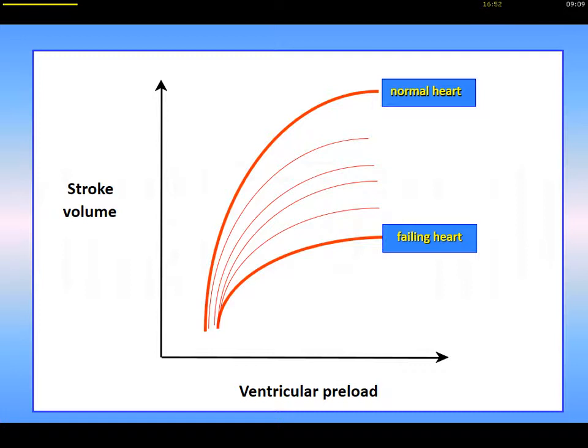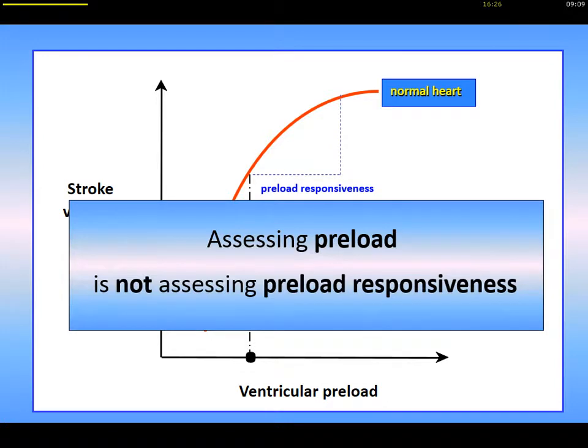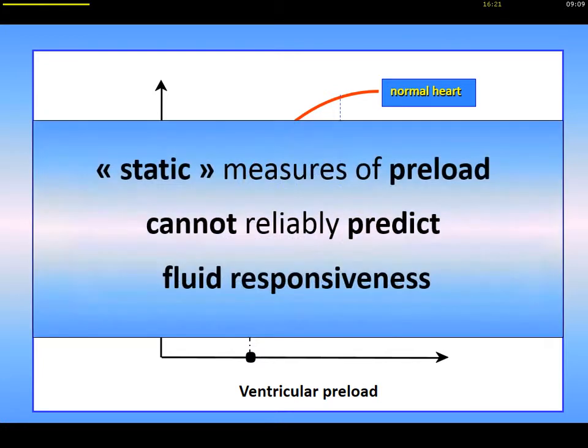If I refer to this Frank-Starling curve, I would say that there is not one single Frank-Starling curve, but a family of curves between a normal heart and a failing heart. Therefore, it's not possible from a given single value of preload to know if the patient is preload responsive or preload unresponsive. This is why assessing preload is not assessing preload responsiveness, and why static measures of preload cannot reliably predict fluid responsiveness.